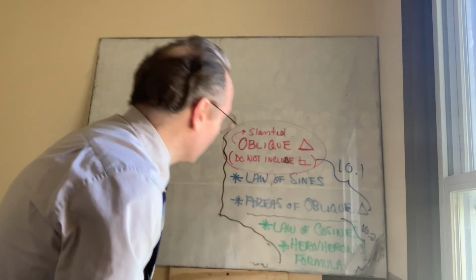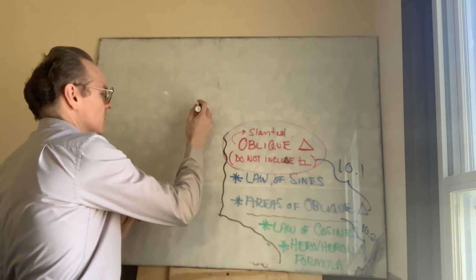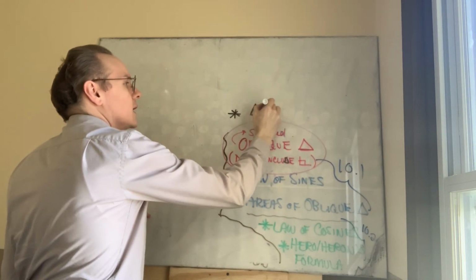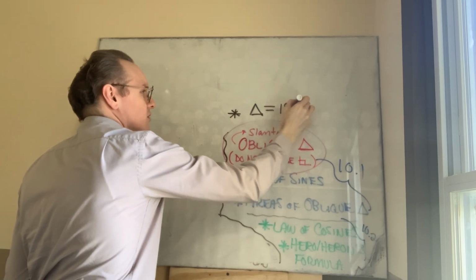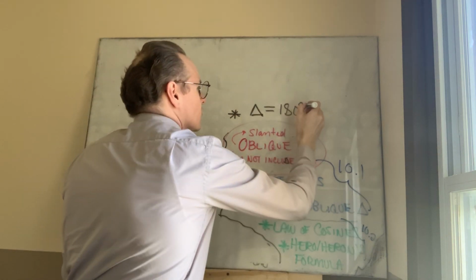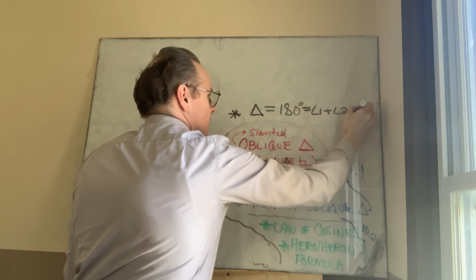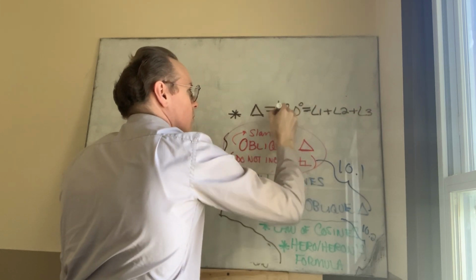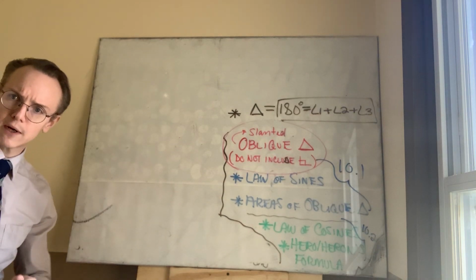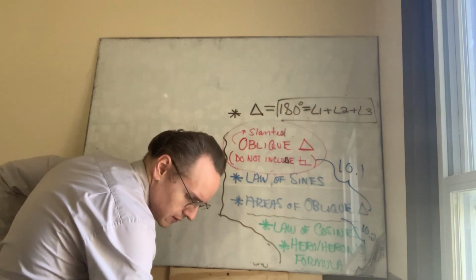Sorry. Oh, one other thing I want to remind you of, and this is true in both cases. Triangles in general add up to 180 degrees, no matter what type of triangle. So this as a formula might be helpful. Angle 1 plus angle 2 plus angle 3 should equal 180. Okay, that is true whether you have right or oblique triangles. Okay.